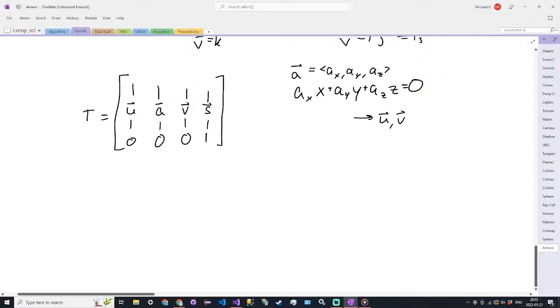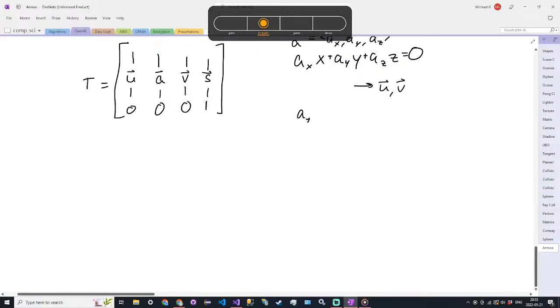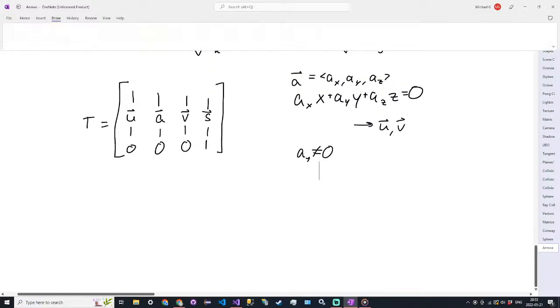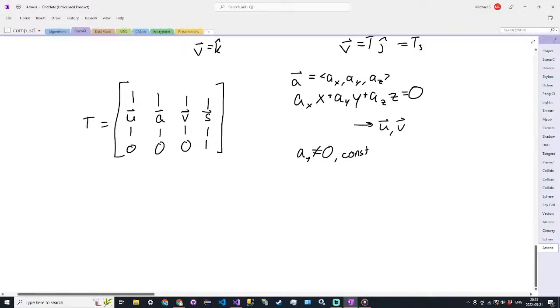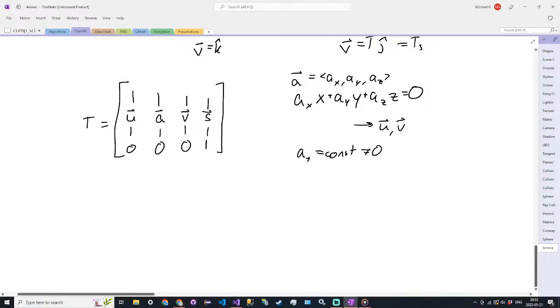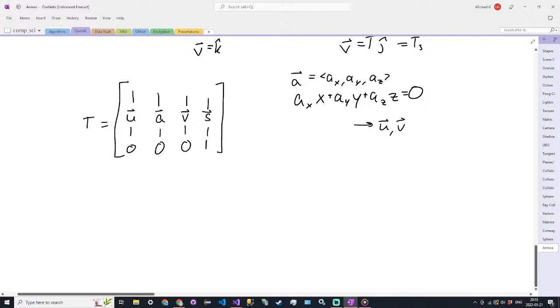Well, let's look at this one way. For our case, let's assume that AY is not 0. So if we hold AY constant, I'll just say that's a constant not equal to 0. Let's try and get the other two. Let's just try and get one variable in terms of the other two. Let's just do an experiment here.